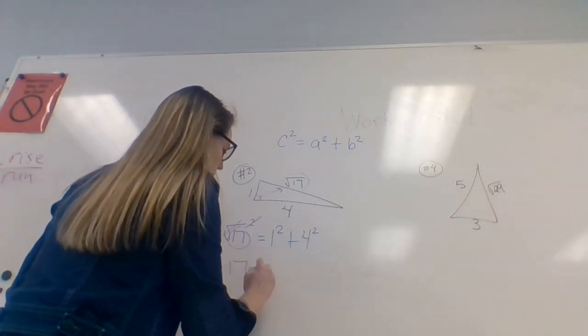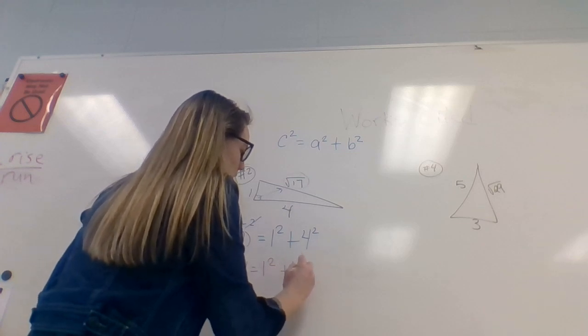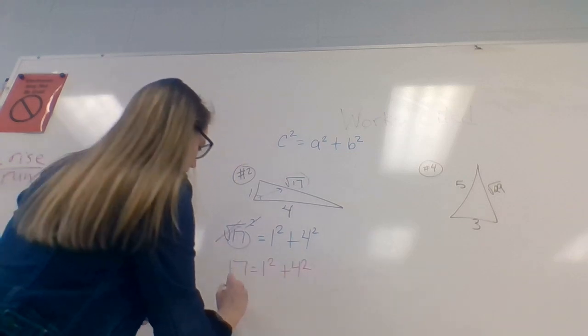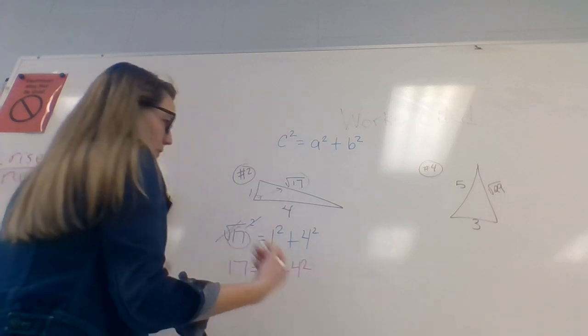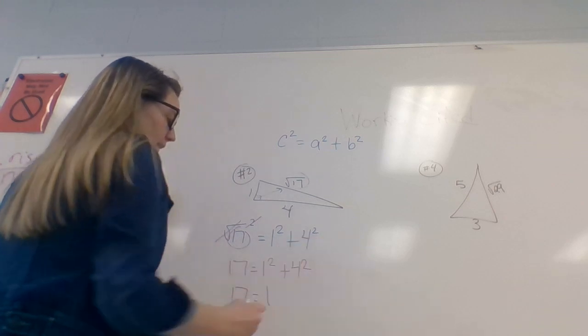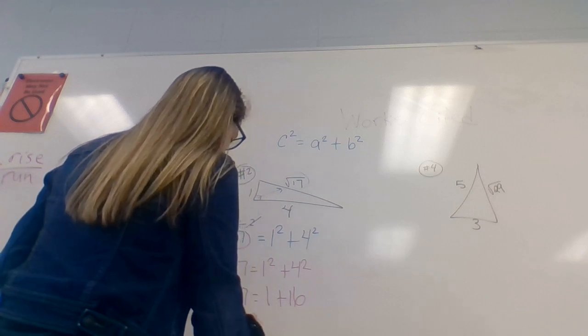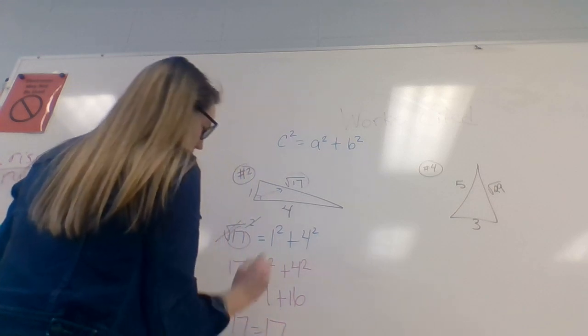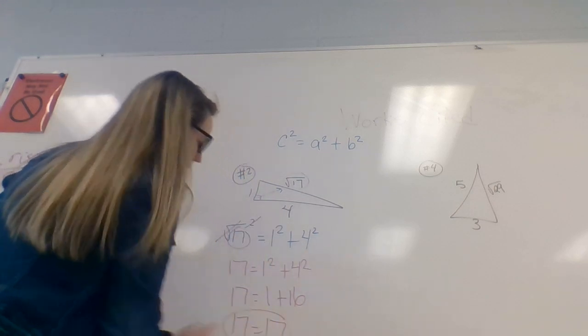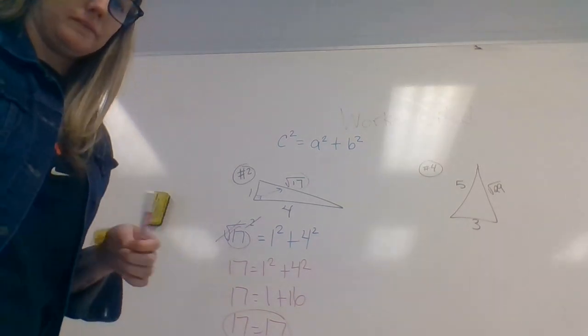So 17 equals 1 squared plus 4 squared. I know that 1 squared, or 1 times 1, is 1, plus 4 squared, or 4 times 4, is 16. And in this case, 17 does equal 17. So this is a right triangle.